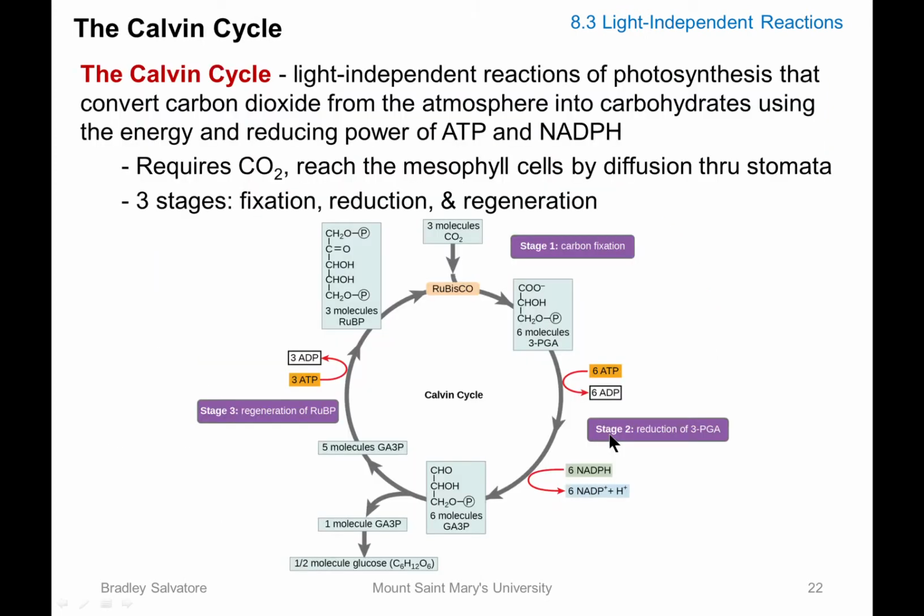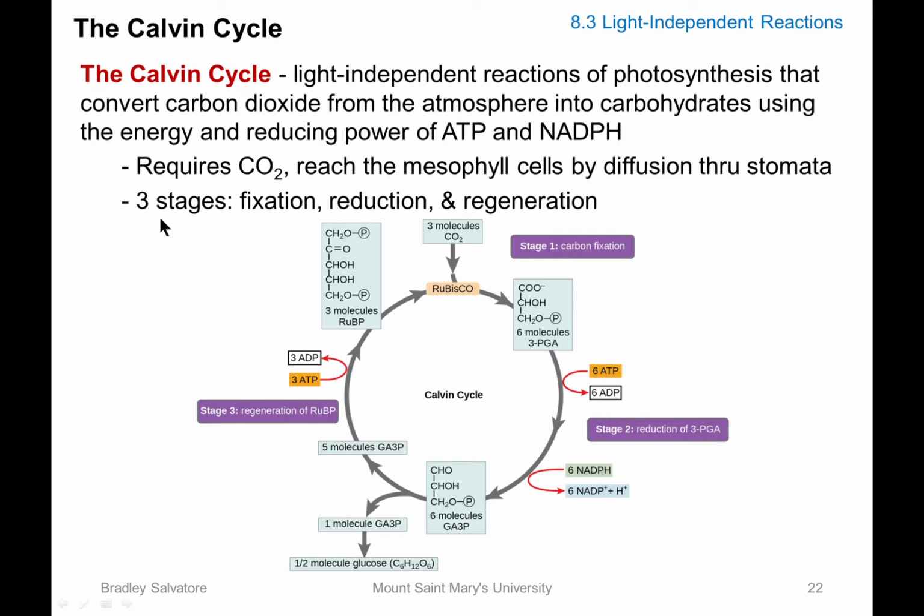We will now be seeing the overview of the Calvin cycle. So it is a light independent reaction. Again, it's independent in the sense that it does not require the input of photons of light, but it still requires the ATP and NADPH which are the products of the light dependent reactions. They also require CO2, which is from the air, and this carbon dioxide will reach our mesophyll cells by going through the stomata. So they just go by diffusion.